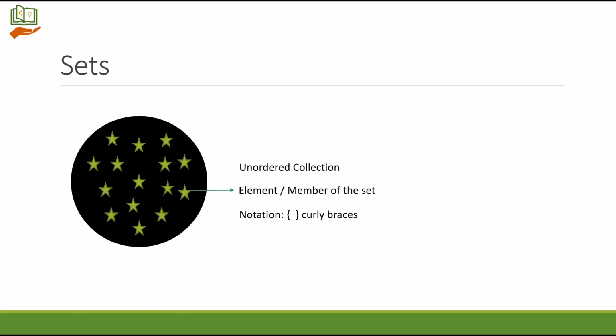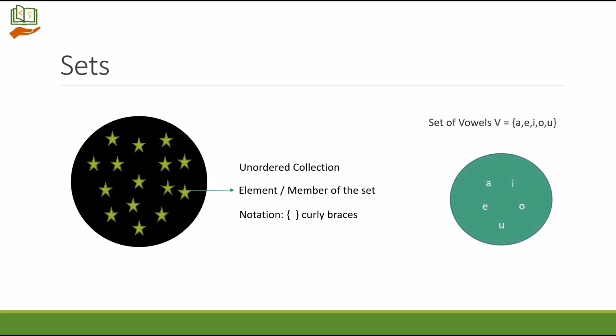How do you represent a set? We actually use curly braces notation to represent sets. Now we will just translate this abstract definition to a particular example. Let's take a set of vowels. What are the vowels available in English alphabets? A, E, I, O, U. Take this to be a set V, and inside V you have 5 elements called A, E, I, O, U.